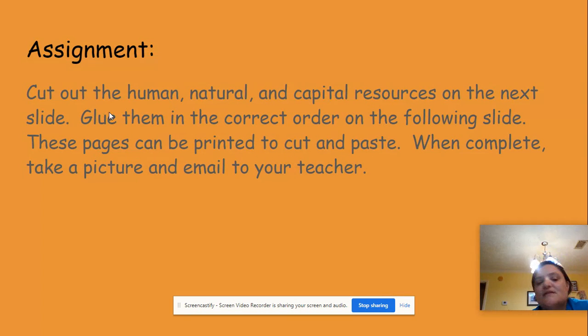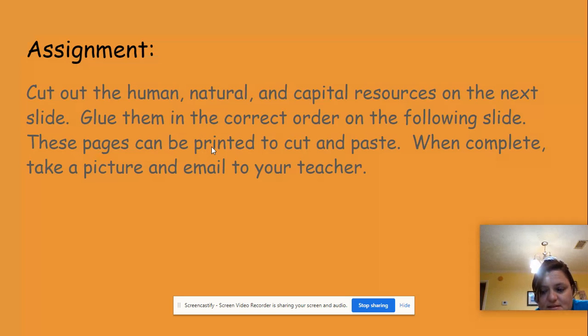Okay, so here is your assignment. You're going to cut out the human, natural, and capital resources on the next slide. So you're going to have to print those for me. You're going to glue them in the correct order on the following slide. These pages can be printed to cut and paste. When complete, you're going to take a picture and email it to your teacher like always.